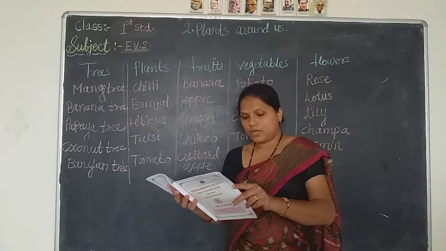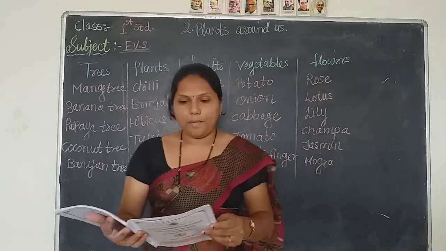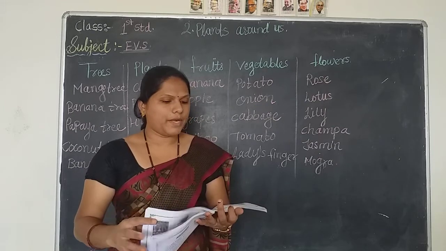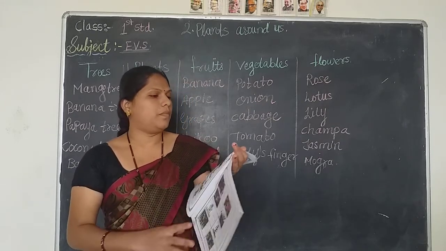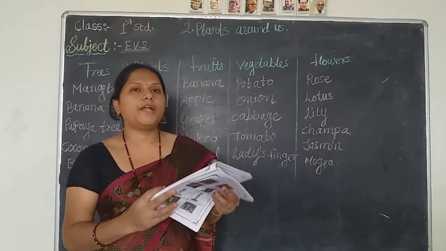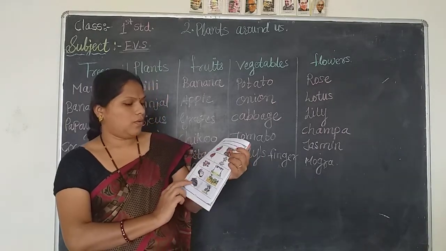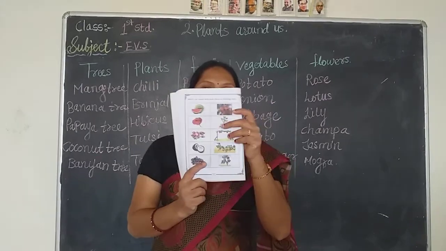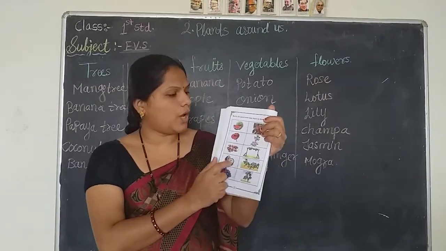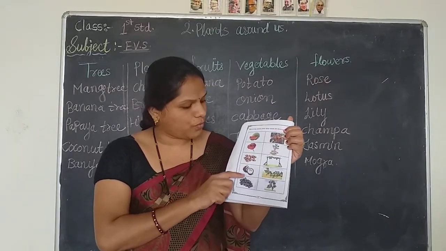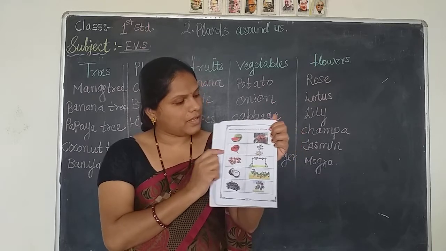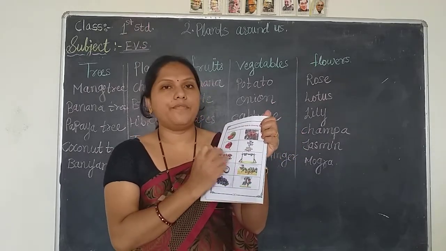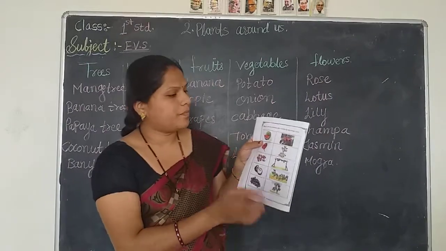Next, page number 17. Match the plants with their fruit by drawing lines. Open page number 17. If you have a pencil in your hand, match it right now. Fruits and flowers are given here, and plants are given here. You have to find out which plant and which fruit are the same.